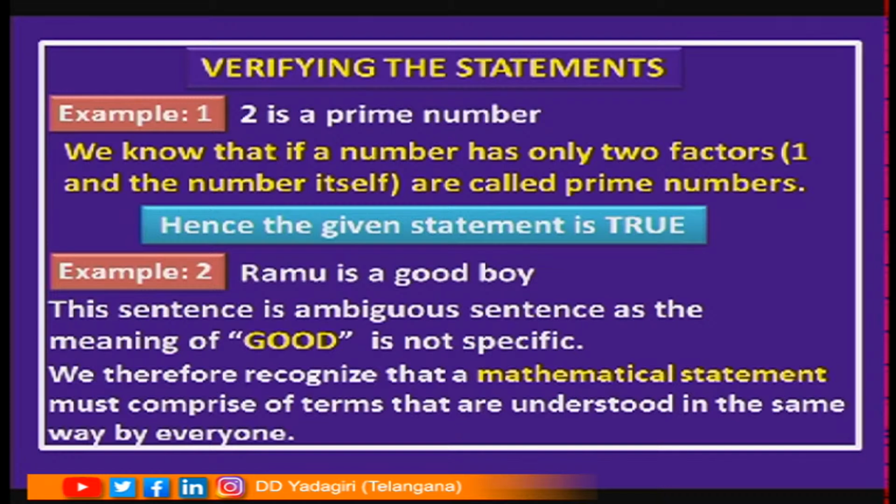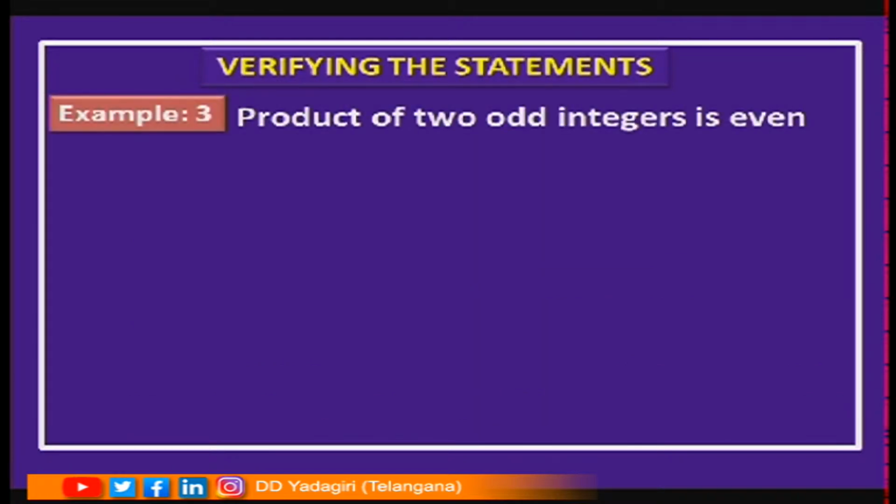So, we therefore recognize that a mathematical statement, or in fact any statement, must comprise terms that are understood in the same way by everyone. Suppose I say 2 is a prime number, it is a prime number, let it be any person, whoever it might be, they will accept it as a prime number. Got it, children?